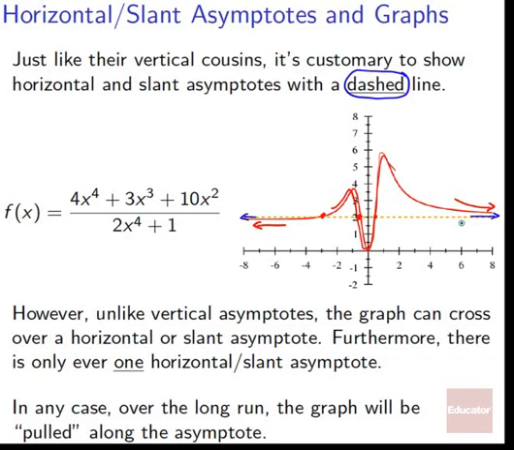Furthermore, there's only ever one horizontal or slant asymptote. You can't have multiple horizontal or slant asymptotes, the same way you can't have a vertical asymptote. In any case, over the long run, the graph will be pulled along the asymptote. That's the idea of an asymptote to really get across: an asymptote is about the function eventually being pulled along it, or if it's a vertical asymptote, being stretched up along it vertically.